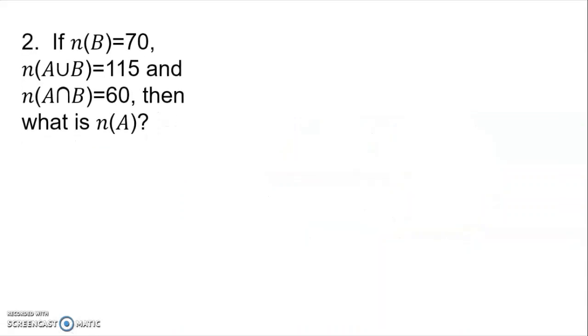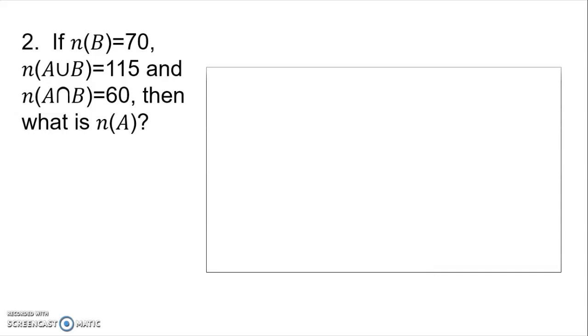Next example. If the cardinality of set B is 70 and the cardinality for the union of sets A and B is 115 and also the intersection of sets A and B is 60, then what should be the cardinality of set A? So still we are dealing with two sets. Let's draw a Venn diagram for this. We label the rectangular region, the universal set.